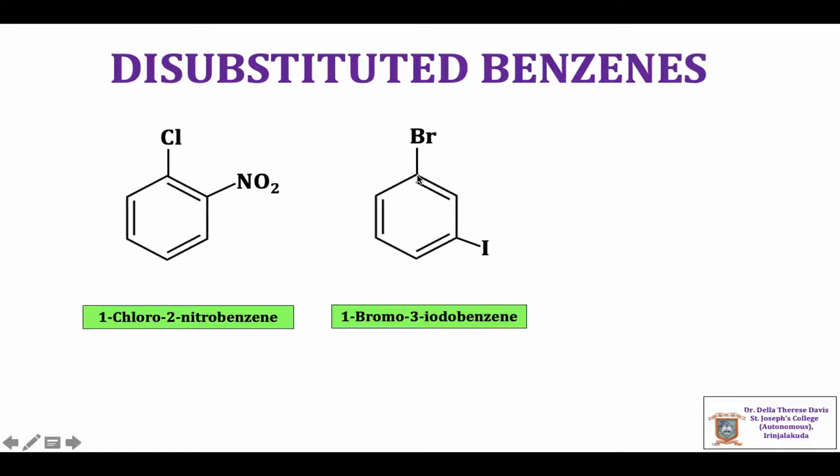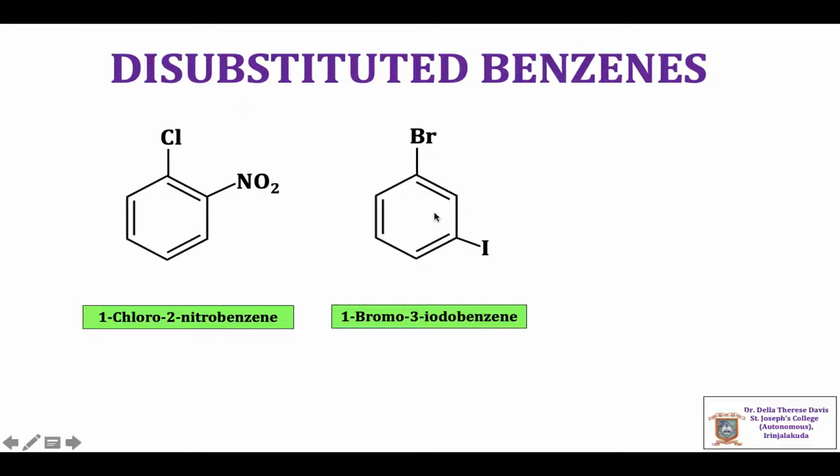In the second molecule, there are two substituents, bromine and iodine. According to alphabetical order, bromine comes first. So this is carbon number 1. And numbering should be in such a way that the next substituent gets the lowest possible number. So we can number in clockwise direction or anti-clockwise direction. If we proceed in clockwise direction, iodine gets number 3. And if we proceed in anti-clockwise direction, iodine gets number 5. So iodine should get the lowest possible number. So we will number as 1, 2, 3.